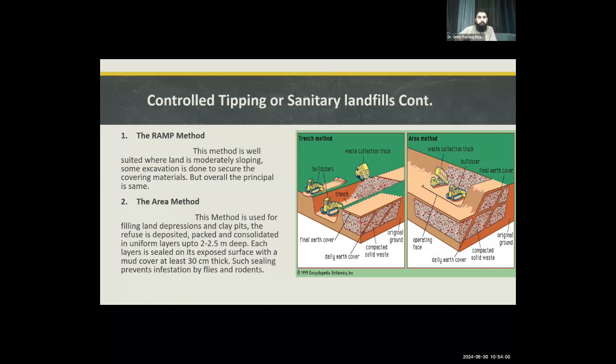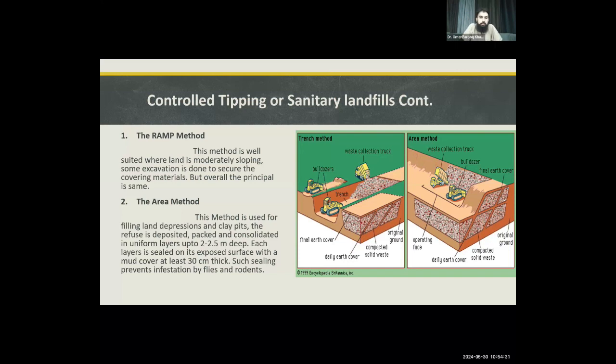So there is another method, the ramp method. This method is well suited where land is moderately sloping. Some excavation is done to secure the covering materials, but overall the principle is the same. So the ramp is created in a place where the land is not level. There is some degree of inclining plane to the land. So basically, in some mountainous region or some hilly area, we use the ramp method.